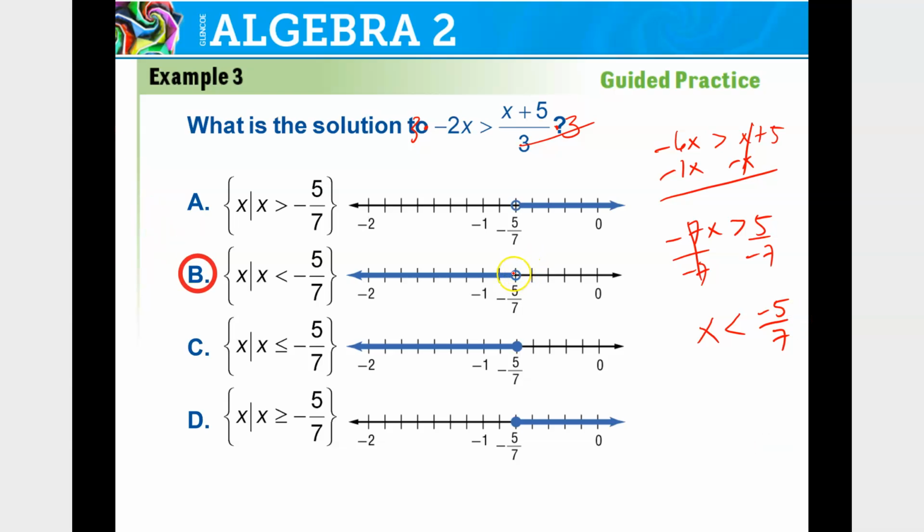And same as earlier, we have an open circle at negative 5 over 7. And since we want all numbers less than negative 5 over 7, our arrow points to the left.